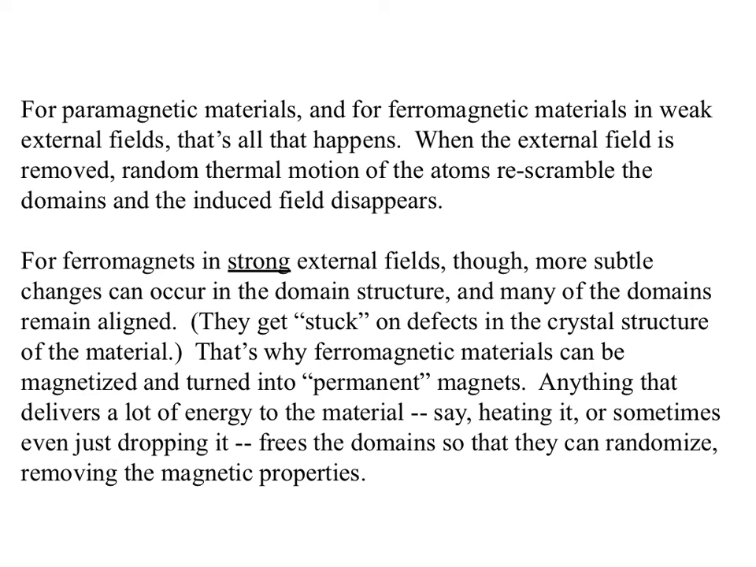That's why ferromagnetic materials can be magnetized and turned into permanent magnets. But anything that delivers a lot of energy to the material, say heating it, or sometimes even just dropping it, will free the domains, will jiggle them around enough so they can randomize, removing the magnetic properties. By the way, it's this alignment that allows you to stick magnets to other magnetic materials. If you take a magnet and bring it near a thing of iron, it will be attracted to the iron because the fields line up together.